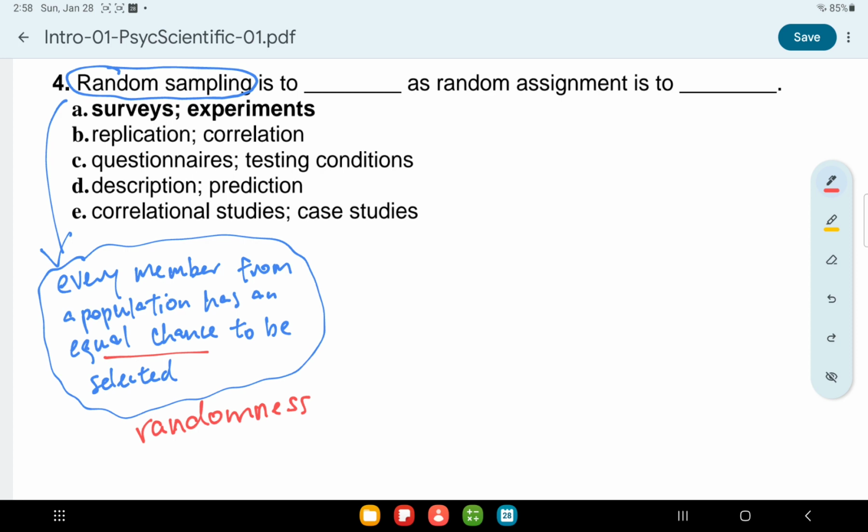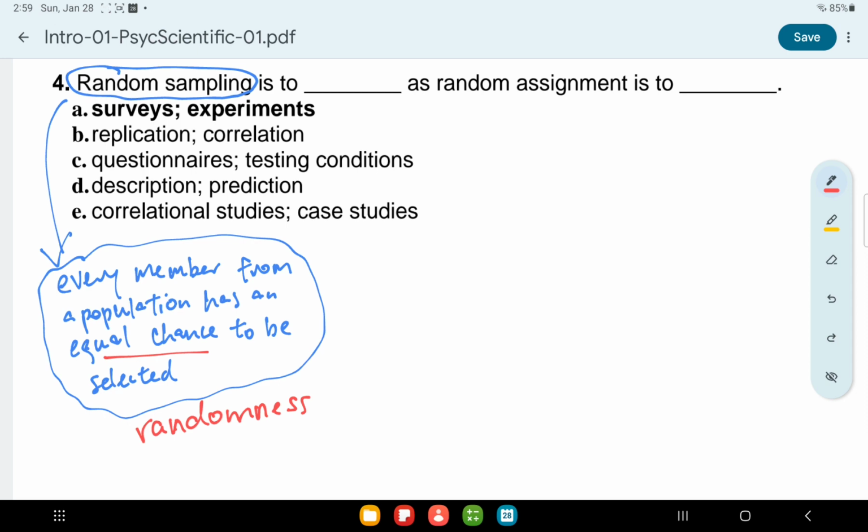Description, prediction, under option D, random sampling is to description. If description is correct, which can be, then random assignment would have to be is to some other idea relevant to the kind of category that the word description belongs. Description, again, the three levels of research that you've learned in this chapter: description, correlation, as well as experimentation. Description is the level of design involving the least amount of restraints or constraints.